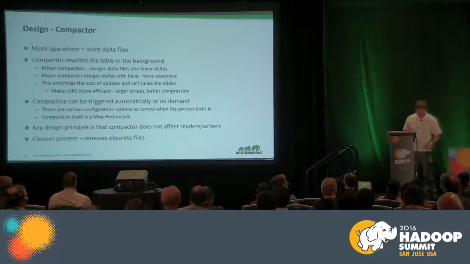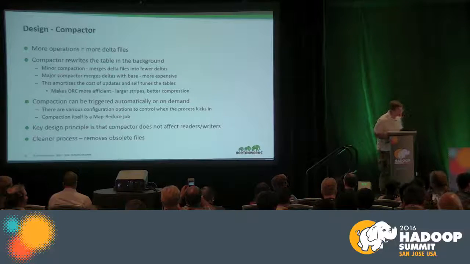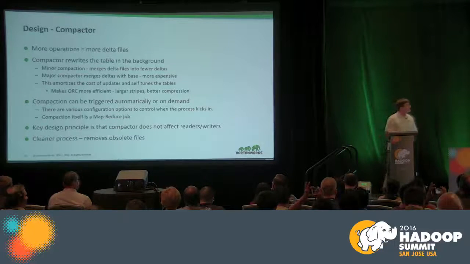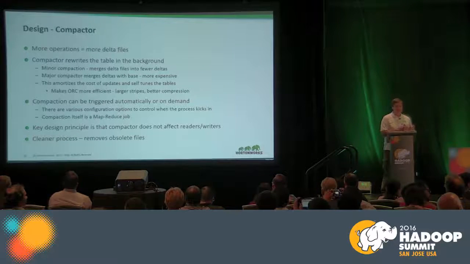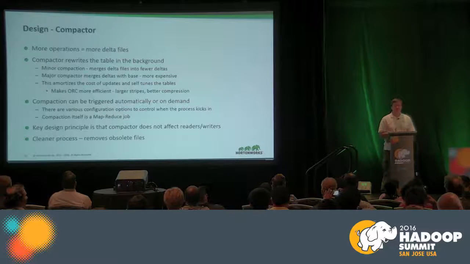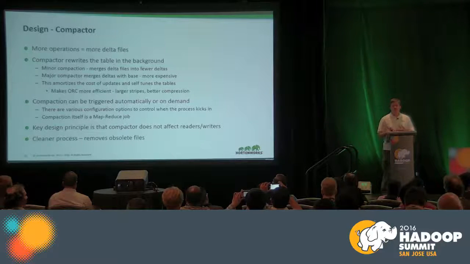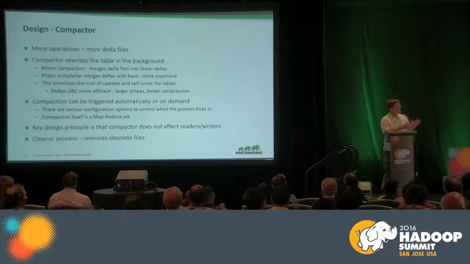So the next major module in the system is the compactor. As more and more of these modification operations happen in the system, more and more of these Delta files get created. That makes the merge process that we have to perform on read more and more expensive. So in order to compensate for that, the system has a compaction process. It's a process that runs in the background and constantly rewrites your table.